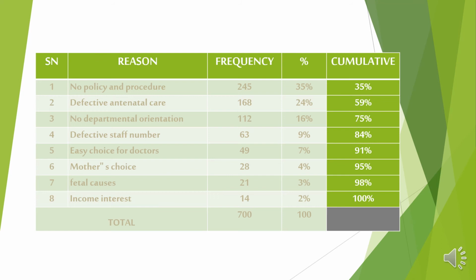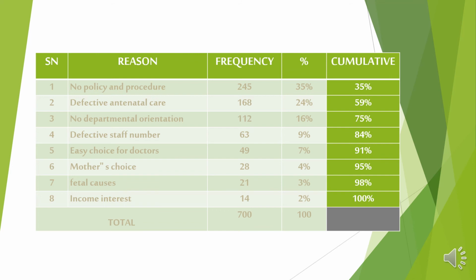Then you have to arrange it in percentages. The 245 constitutes 35% of the total 700 frequency of causes. So you will put the percentage of every single cause. Pareto here is focusing on this column, which is the cumulative. Cumulative means you have to add the percentage of this cause to the next one and so on. So let's start. No policy was 35%. What's the cumulative? Cumulative means the 35% plus the previous one. Hence, we don't have a previous one, so the cumulative here will be 35%.